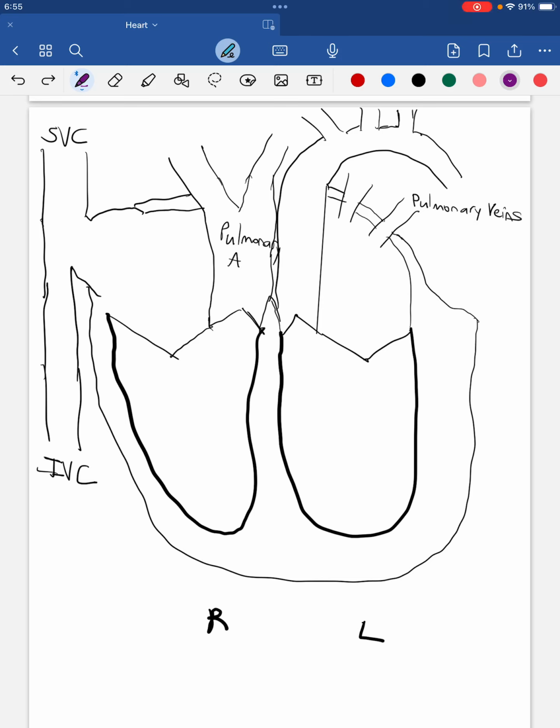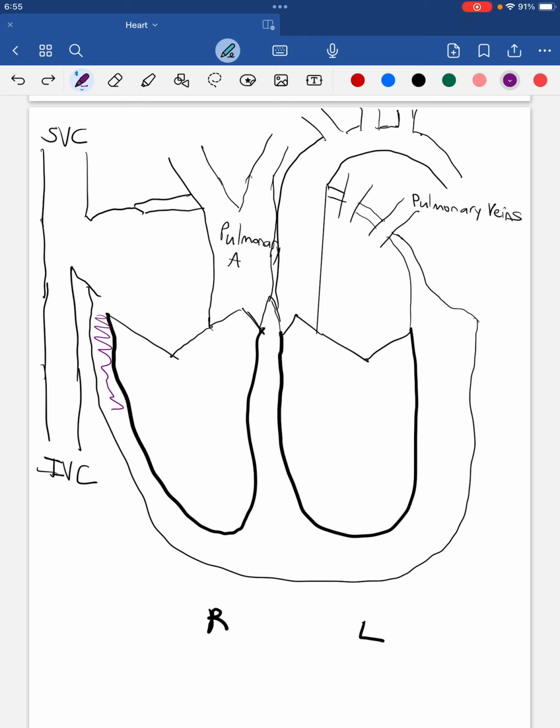Hi class, in this video I'm just going to go through the electrical conducting system of the heart. I also go through it in the PowerPoint recording, but just to go into it in a little bit more detail. So here's my drawing of the heart, my very basic drawing.